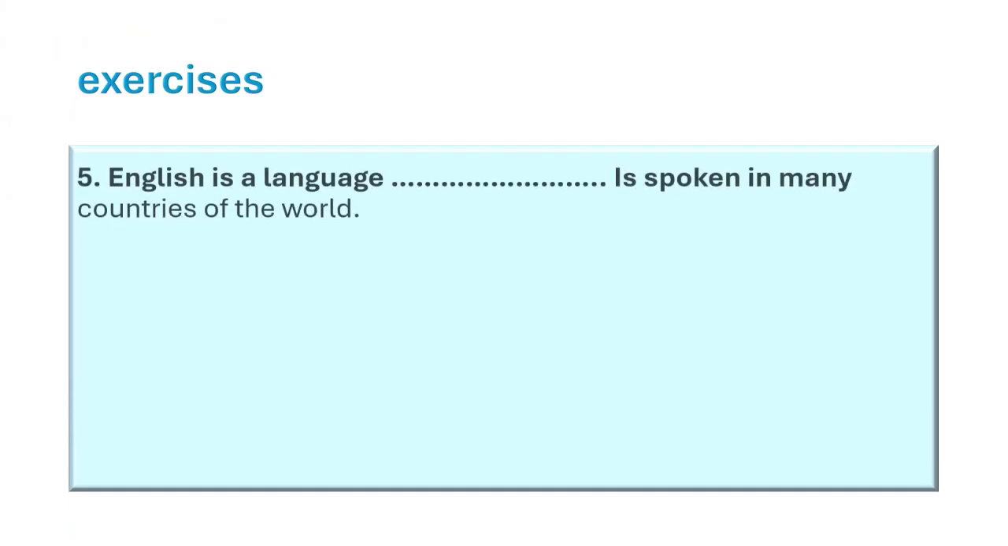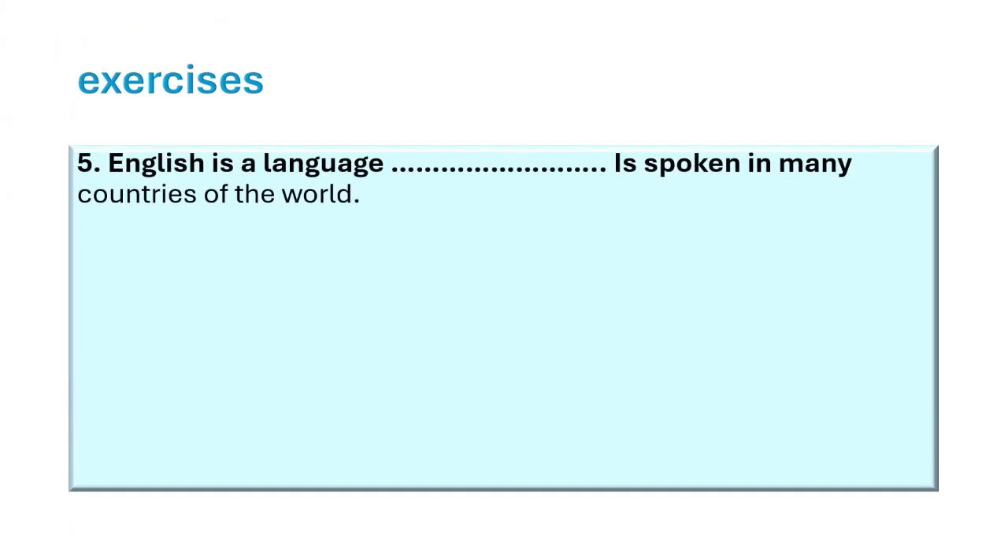The last one. English is a language dash is spoken in many countries of the world. A. Why. B. Which. C. Why again. D. Where. What is the best answer for this question? Write a comment.